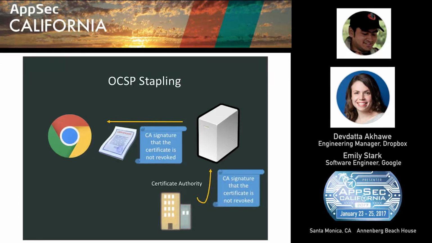So the browser doesn't have to go and ask the CA in the critical path if the certificate is valid, because it has this OCSP response, this signed response from the CA saying that the certificate has not been revoked, stapled in the connection there. This is what we call OCSP stapling.